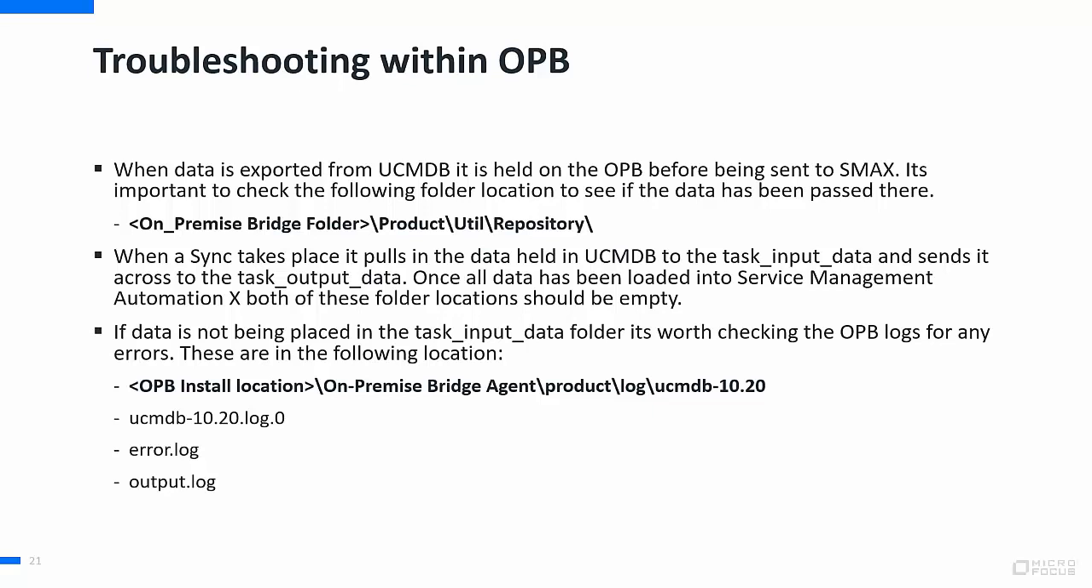util repository folder, and in there there are normally two folders. One is the task input data, and that's where all the data collected from UCMDB is passed into. Once all of it has been collected, it then gets put into the task output data, which shows that it's now being sent from the on-premise bridge to SMAX.